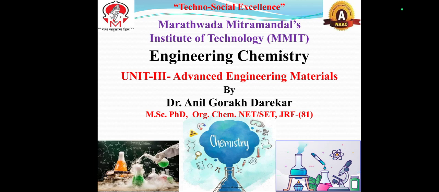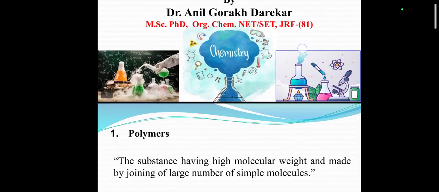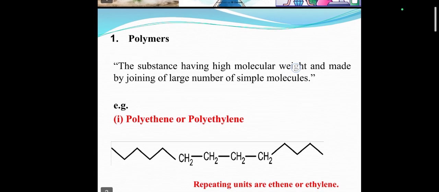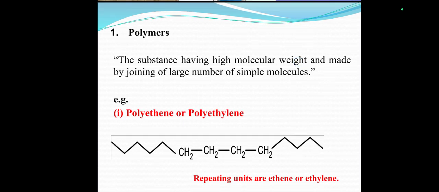Today we are going to discuss Advanced Engineering Materials, Unit number 3 from Engineering Chemistry. So first we will discuss some important terms and types of polymer. So what is meant by polymers? Poly means many and mer means monomer molecules.